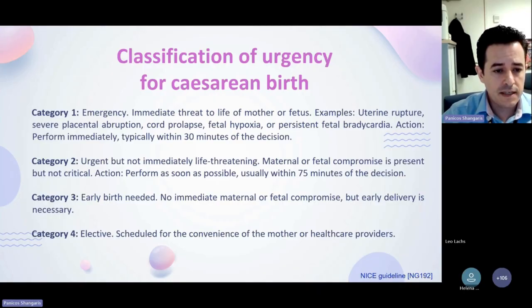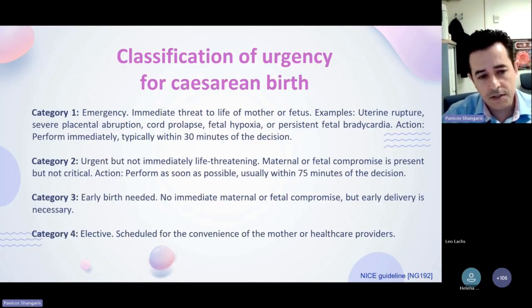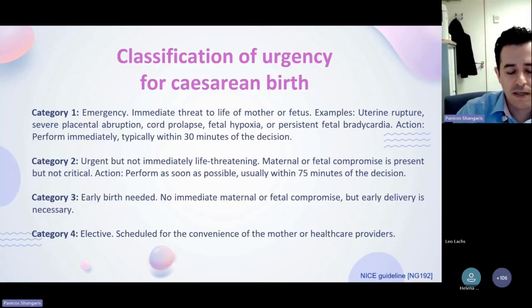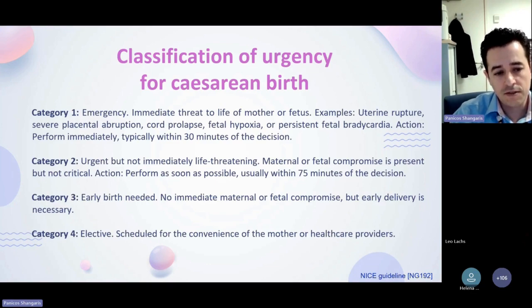Category 3 is in a semi-elective environment, when we are starting an induction of labor and the induction doesn't work and the patient does not respond to the medication. There is no dilatation. Both the baby and mother are healthy and happy, so you can do it when the elective theater is ready. And a category 4 is a scheduled operation. We can just schedule it a few weeks before, and this is done the same manner as any type of elective procedures.